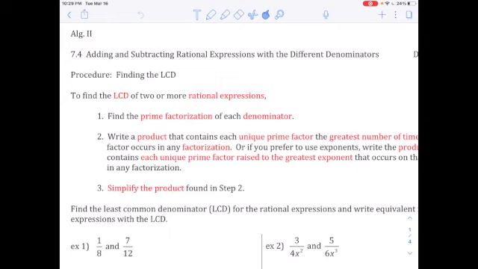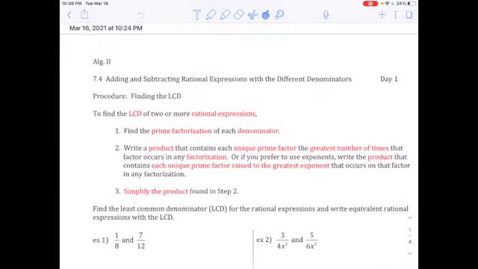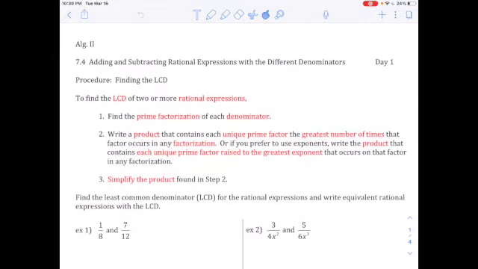1. Find the prime factorization of each denominator. 2. Write a product that contains each unique prime factor the greatest number of times that factor occurs in any prime factorization. Or, if you prefer to use exponents, write the product that contains each unique prime factor raised to the greatest exponent that occurs on that factor in any prime factorization. 3. Simplify the product found in step 2. It sounds really wordy and confusing, and you have no idea what they are saying.